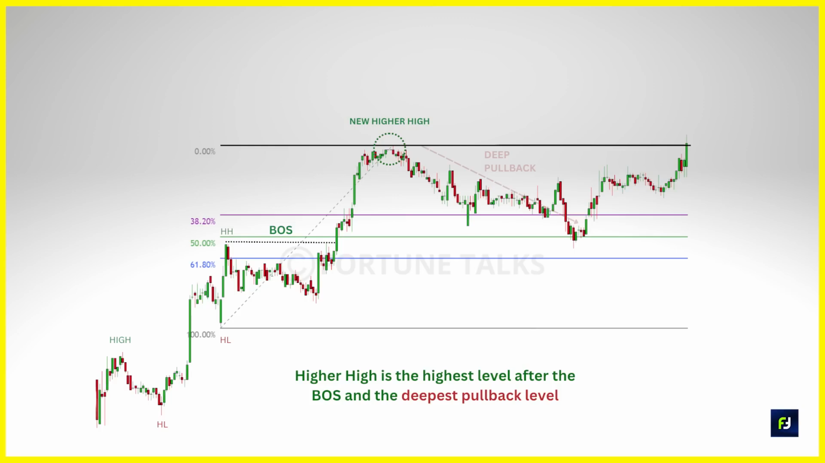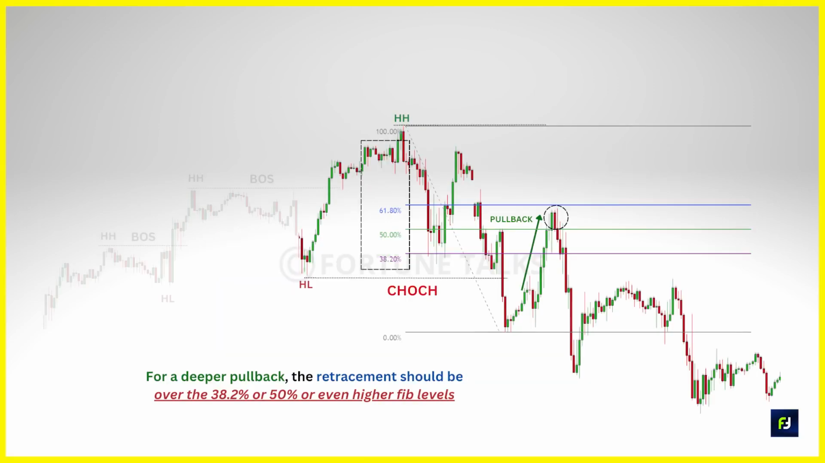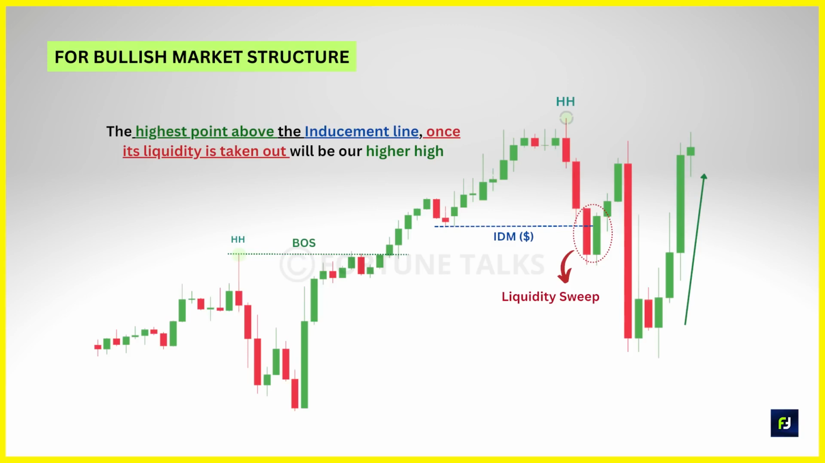In the market structure mapping episode, I have mentioned that you need a deep pullback after a valid break of structure to confirm your higher highs in case of a bullish trend, and also to confirm your lower swing lows in case of a bearish structure. I asked you to use Fibonacci retracements to identify deep pullbacks, but this is a time-consuming process. So a rather simple hack is just to identify the valid inducement level.